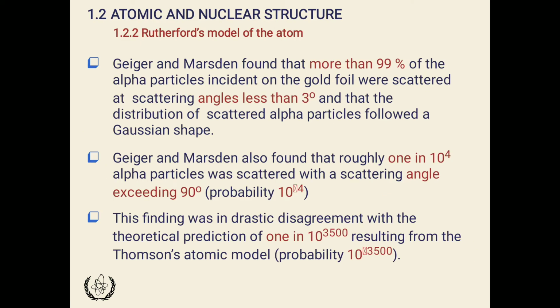Geiger and Marsden found that more than 99% of alpha particles incident on the gold foil were scattered at scattering angles less than 3 degrees, and that the distribution of scattered alpha particles followed a Gaussian shape. They also found that roughly 1 in 10 raised to 4 alpha particles was scattered with a scattering angle exceeding 90 degrees, a probability of 10 raised to minus 4. This finding was in drastic disagreement with the theoretical prediction of 1 in 10 raised to 3500 resulting from the Thomson atomic model, that is, a probability of 10 raised to minus 3500.